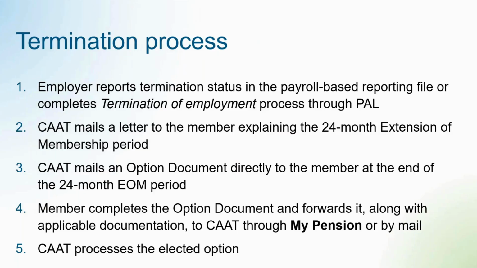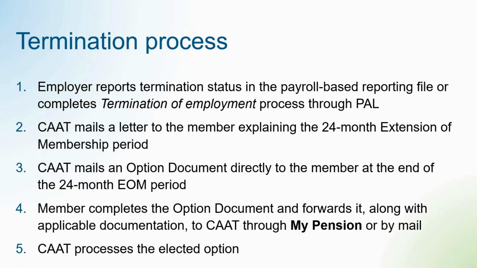This slide shows the steps in the termination process. CAT recommends to report a termination status through your payroll-based reporting file. Alternatively, complete a termination of employment process through PAL. If you are trying to complete a termination process for someone who is retirement eligible, PAL will actually catch this for you, and you'll receive a pop-up notification prompting you to complete a pension application instead.